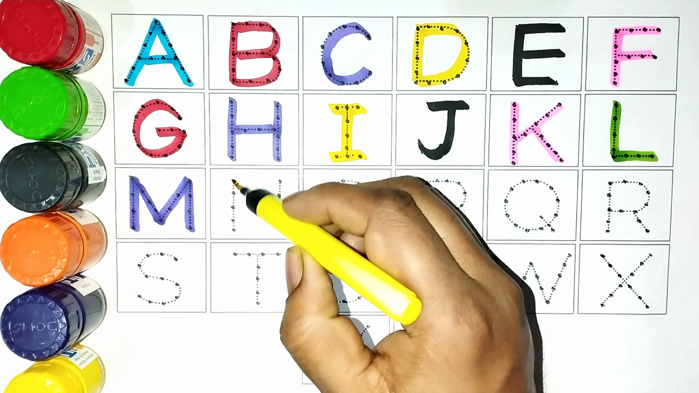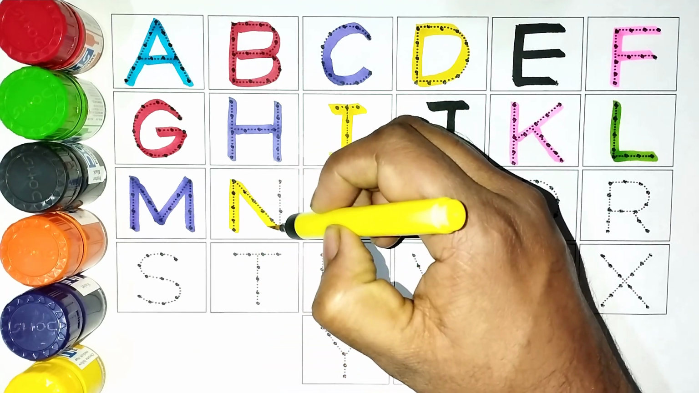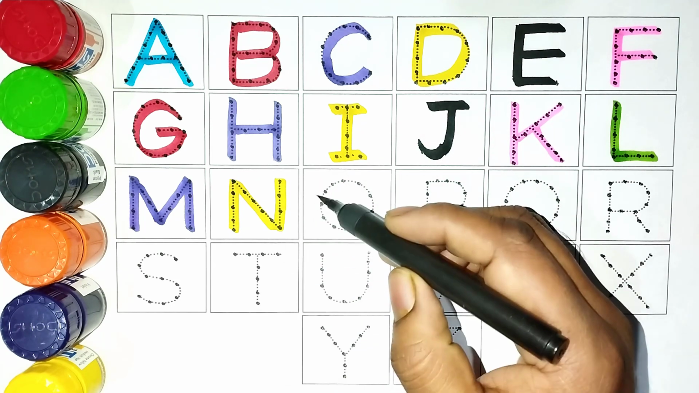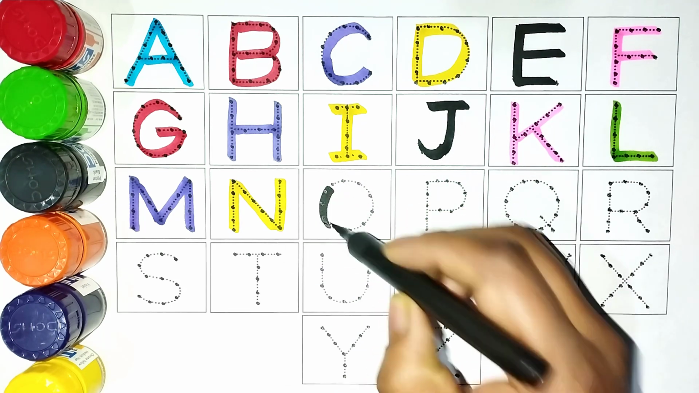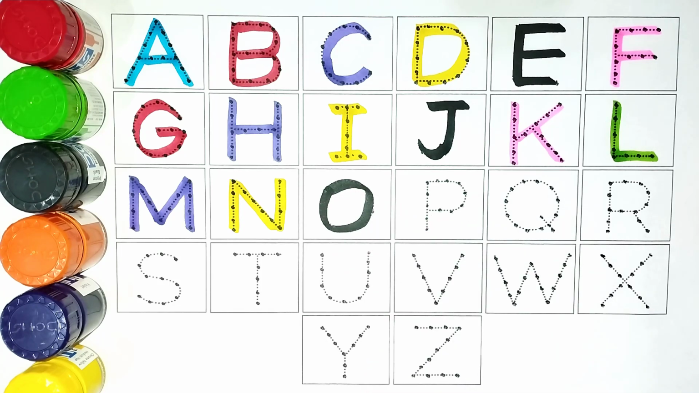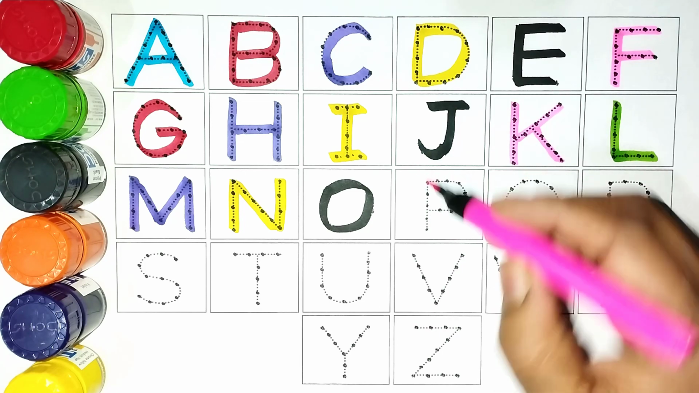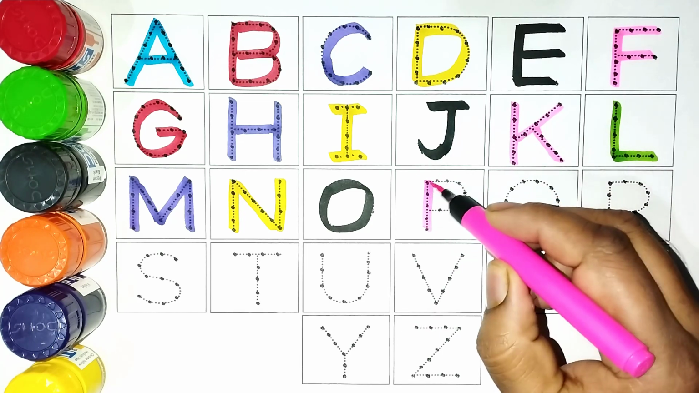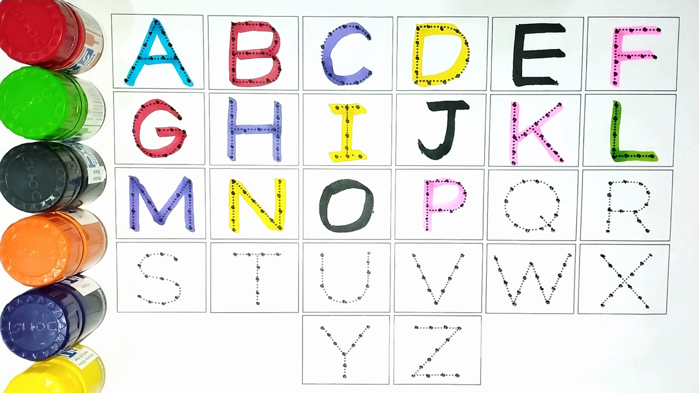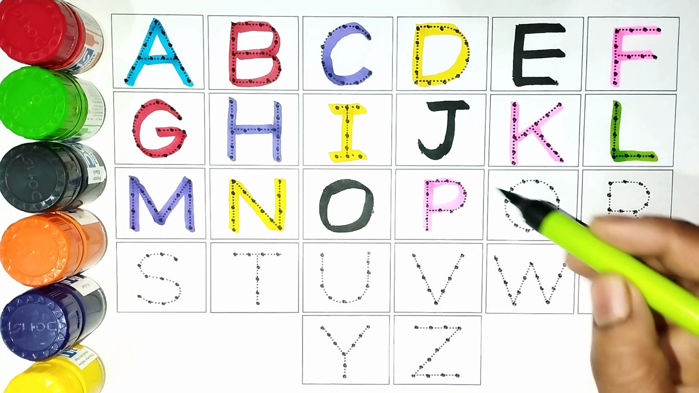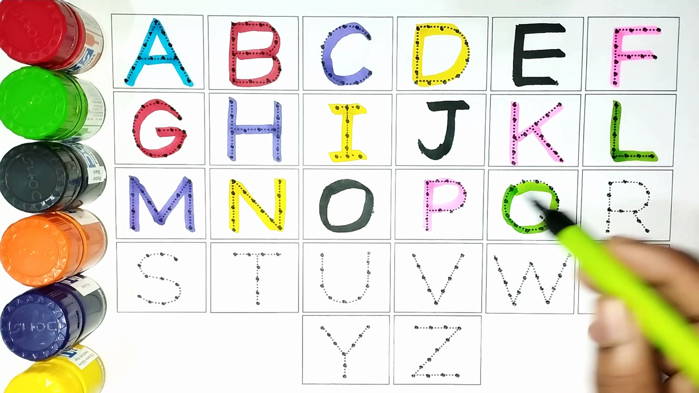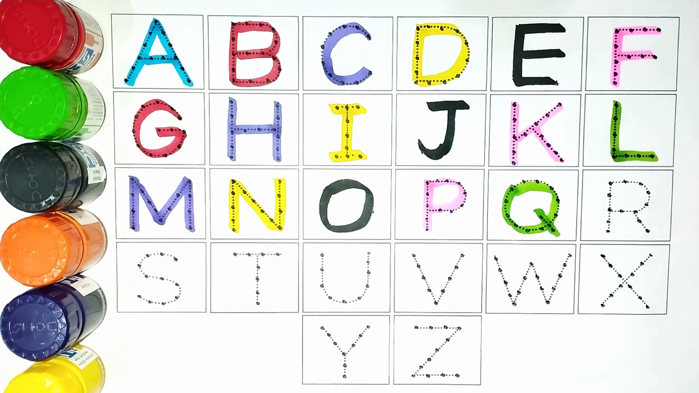Yellow color, N for nest. Black color, O for orange. Pink color, P for pineapple. Light green color, Q for queen.